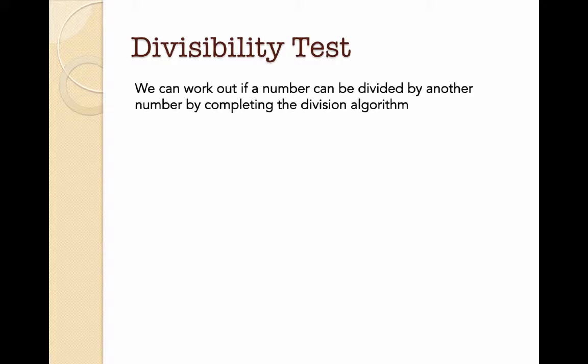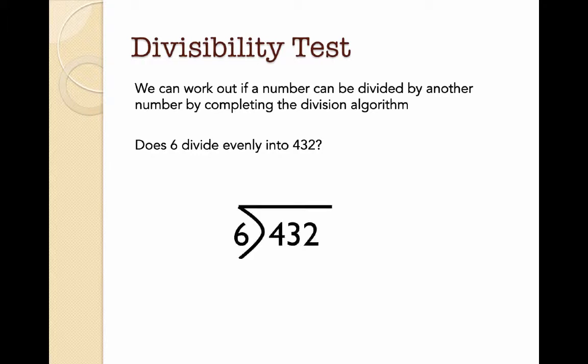First of all, we can work out if any number can divide into another number just by completing the division algorithm. For example, does 6 divide evenly into 432? Well, I set up my division algorithm and I go through the paces. I say 6 into 4 doesn't go, so 6 into 43 goes 7 times and there's 1 left over, and then 6 into 12 goes twice with no remainder, which means yes, it does divide evenly. 6 goes into 432 72 times. Now that's quite a long way of doing it. We just want some quick and easy rules that we can remember that will make it easy for us to work it out.